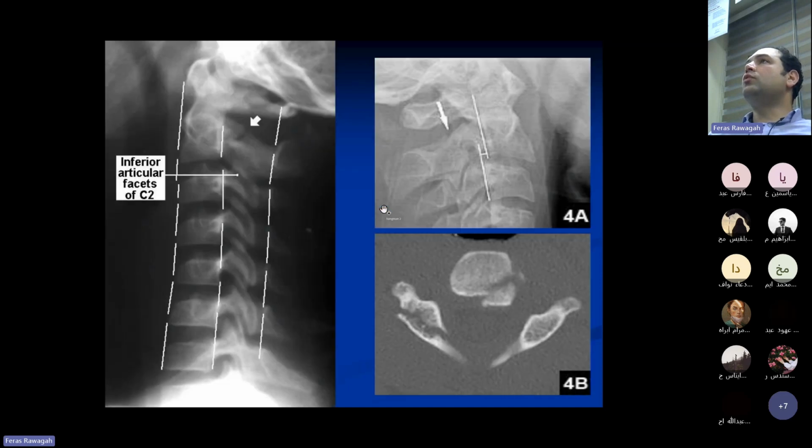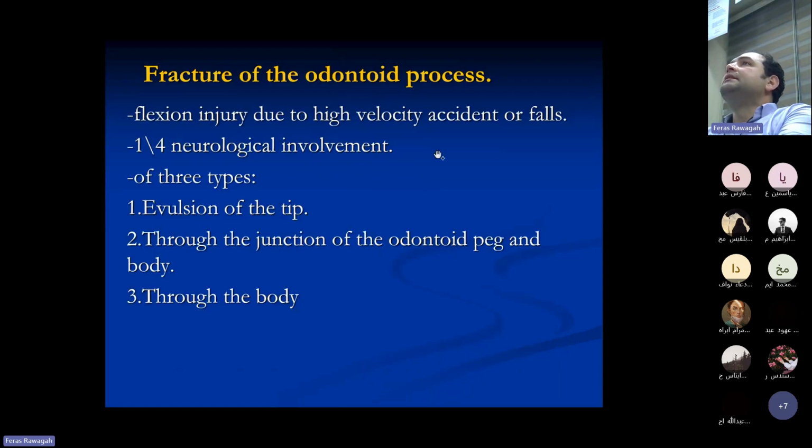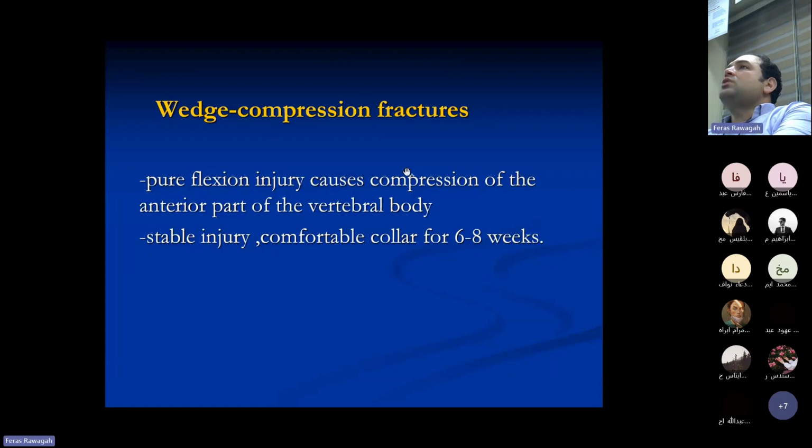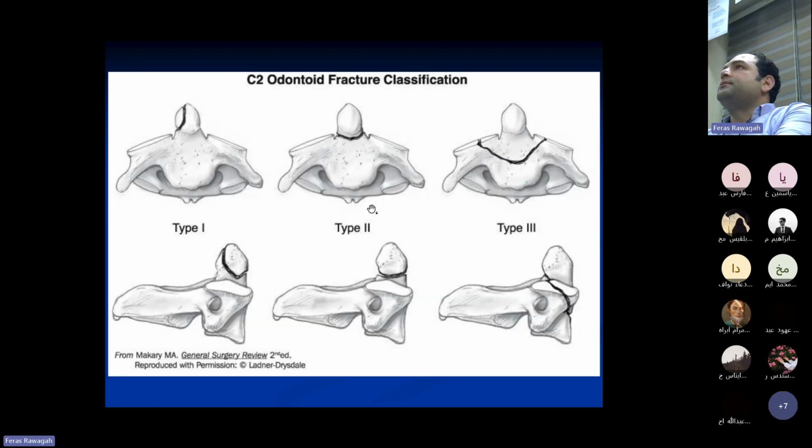C3. What happens is like this. As you see here, there is a fracture of the C2 pedicle or the pars interarticularis, and this will result in spondylolisthesis of C2 over C3 with the rupture of the C2, C3 disc. This is hangman fracture. And those are the subtypes.